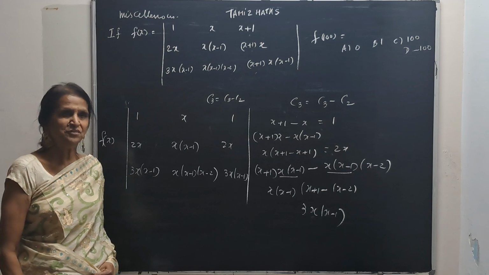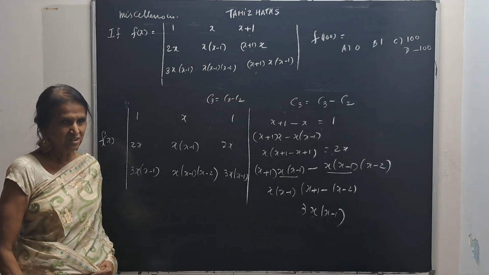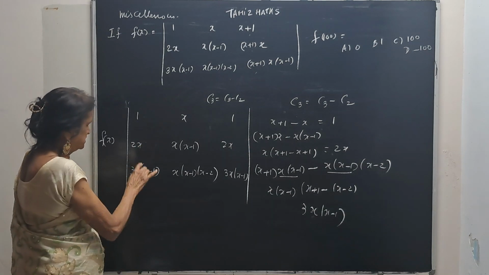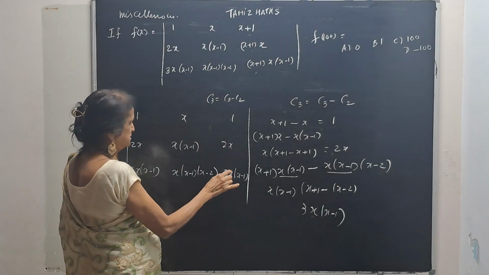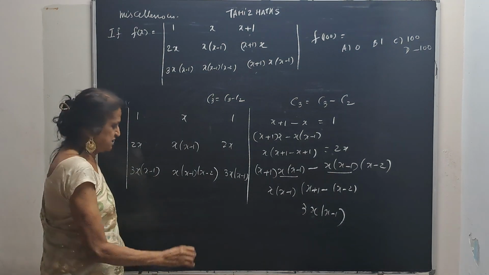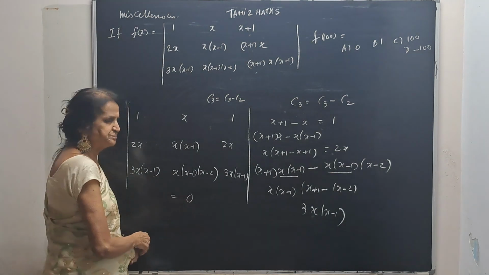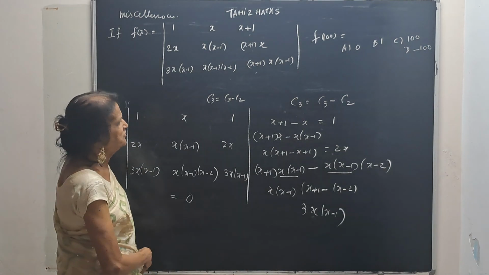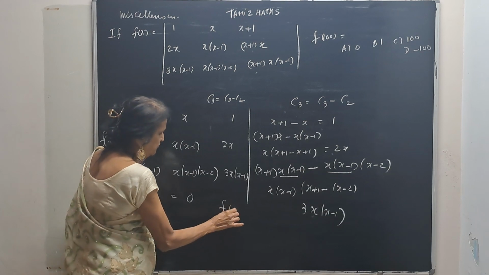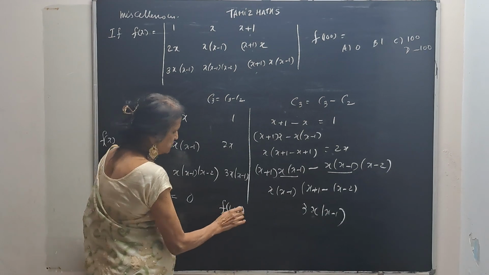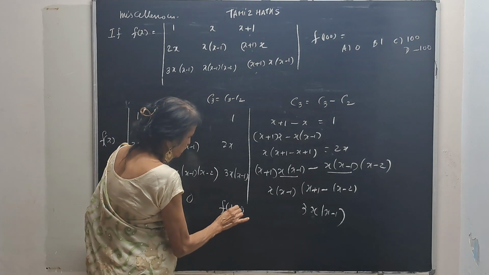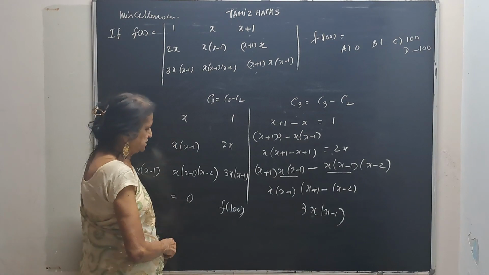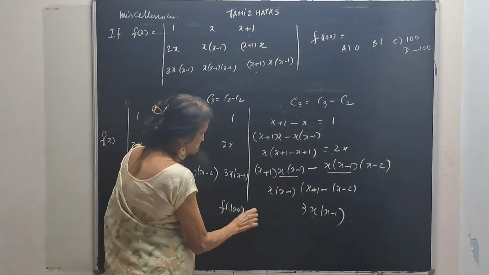Beautiful. Do whatever you like, of course, with a lot of sense and a lot of restriction. This and this are identical. So two columns are identical. The value of the determinant will be 0. So the determinant is 0 for anything. So f(100) also will be 0, whatever value you give for x, that f(x) will be 0. So f(100) also will be 0.